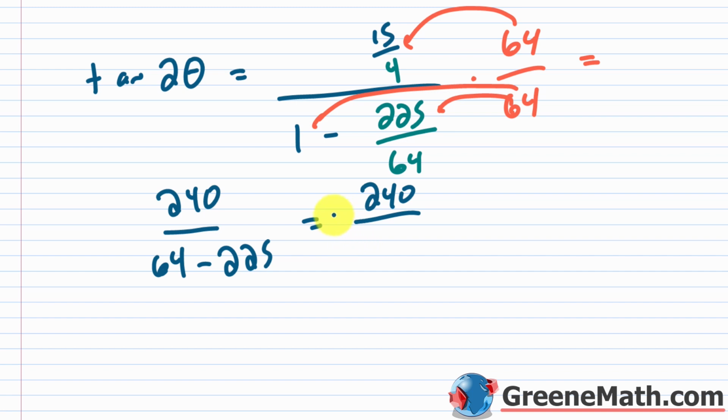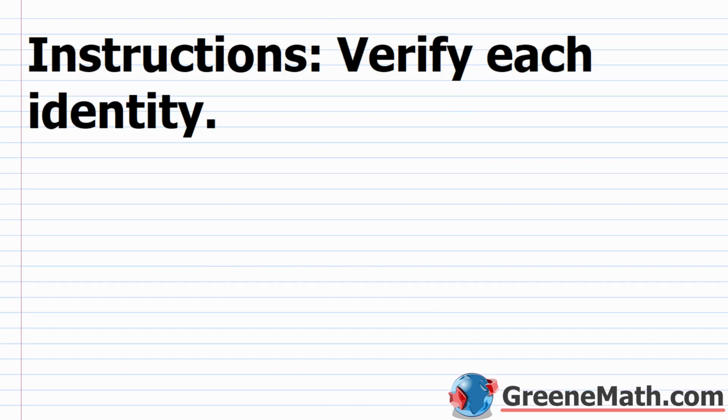It's going to be negative 161. So that would be your answer. You're not going to be able to simplify that any further. So the tangent of 2 theta is negative 240 over 161. All right, for the next few problems, the instructions tell us to verify each identity.